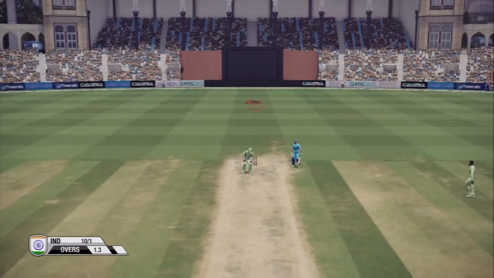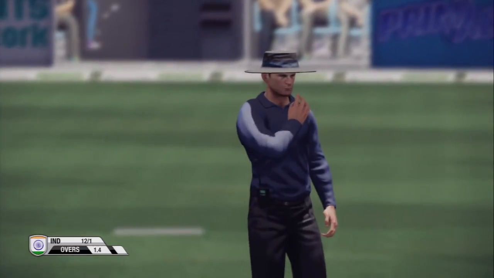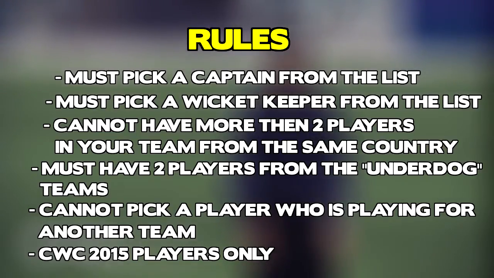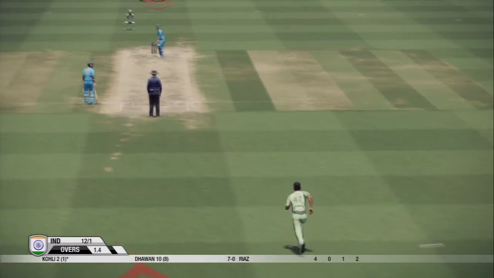So now, since we have all that wrapped up, here's the list of all players that are available to you. Just remember these 7 rules while picking your players. Have fun and good luck.